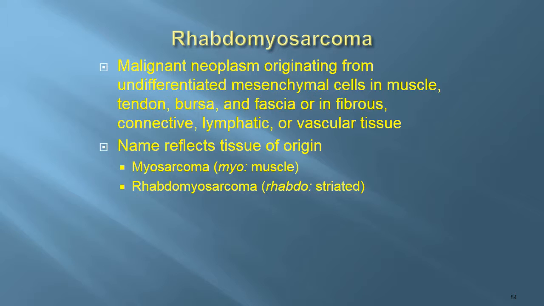Rhabdomyosarcoma is a malignant neoplasm that originates from undifferentiated mesenchymal cells in the muscle, tendon, bursa, and fascia, or in fibrous connective, lymphatic, or vascular tissue. The name reflects the tissue of origin. Myo means muscle, rhabdo means striated.